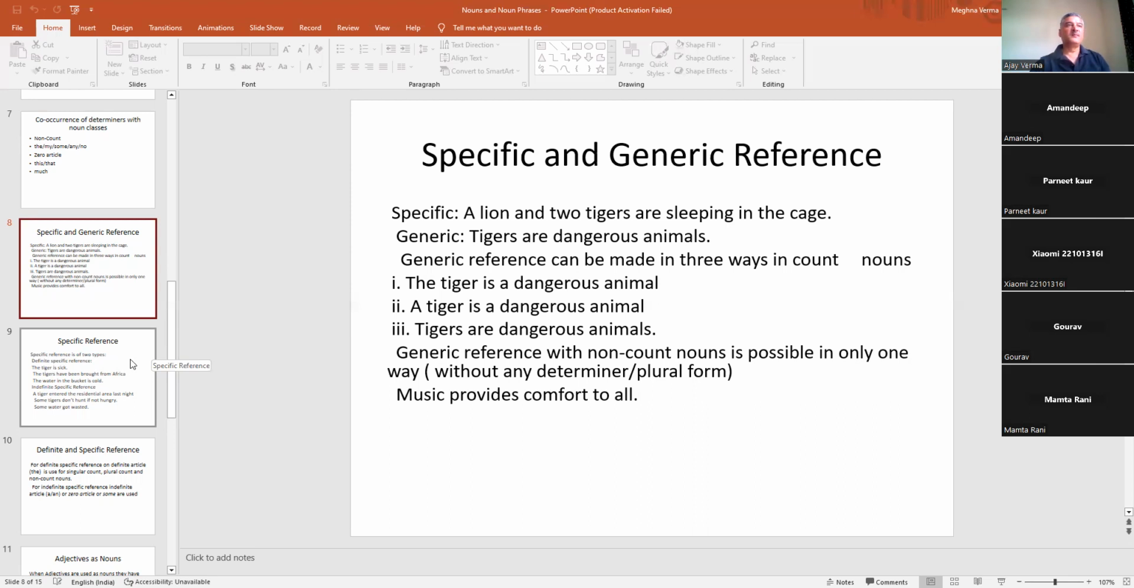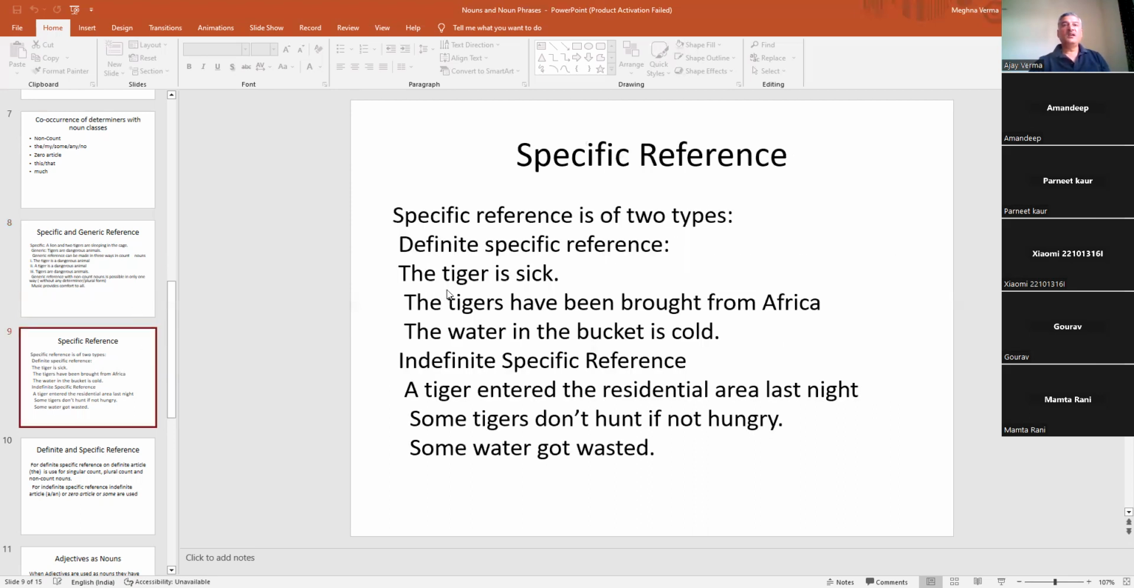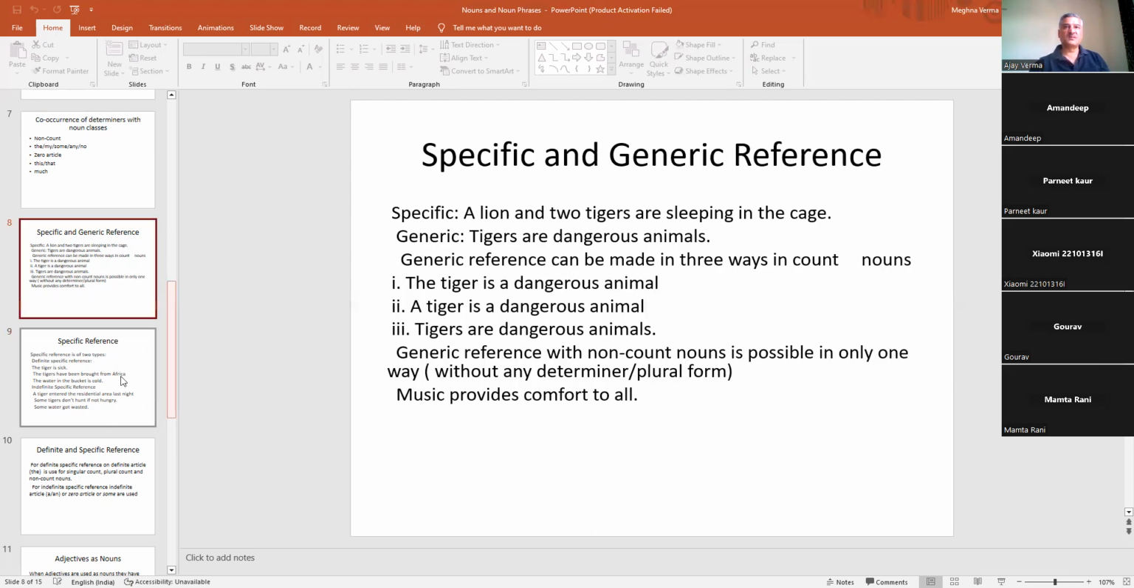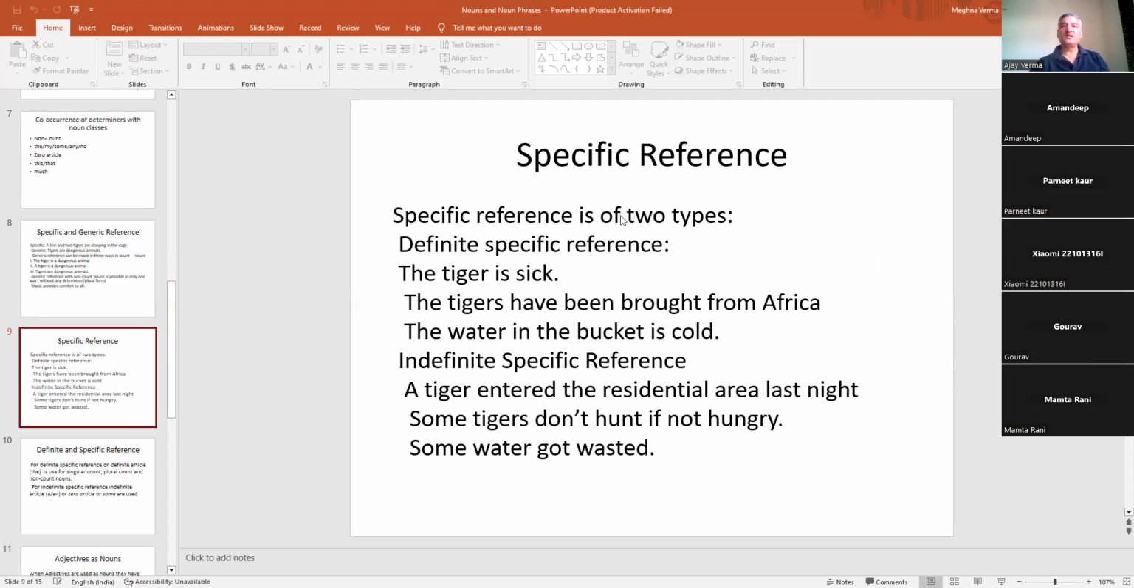So now we come to specific reference. The earlier slide was about generic reference. This is about specific reference. Specific reference can be made in two ways: definite specific reference and indefinite specific reference. So let us understand this.